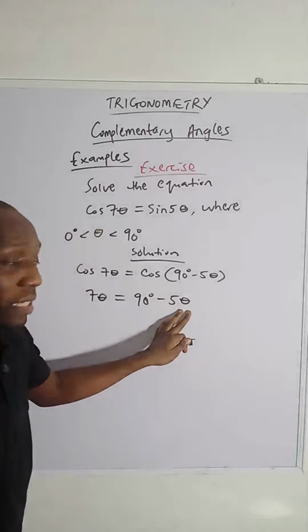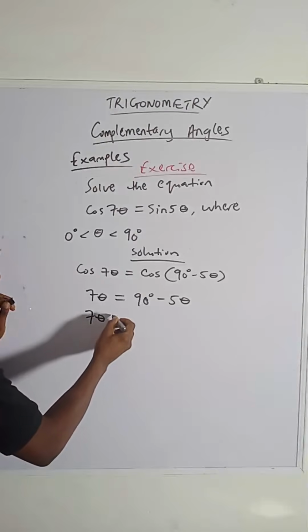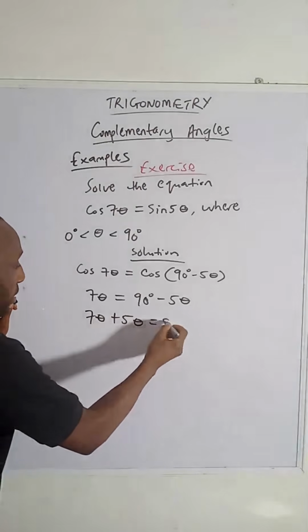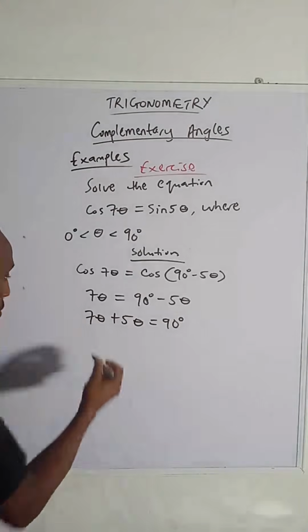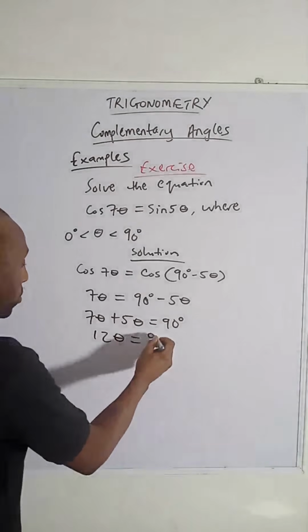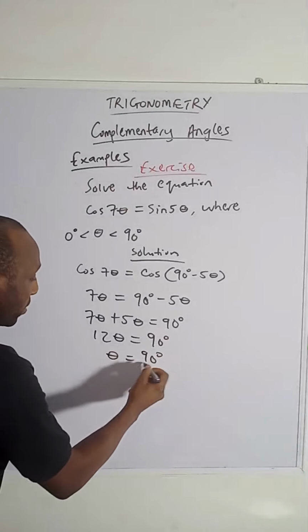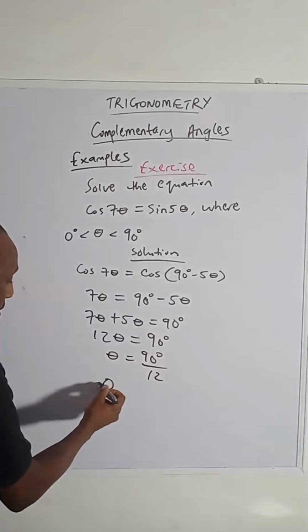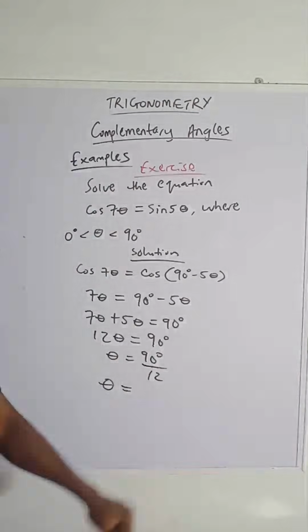Let's move negative 5 theta to the left-hand side. I'm going to have 7 theta plus 5 theta is equal to 90 degrees. 7 plus 5 is 12. So 12 theta is equal to 90 degrees, and theta is equal to 90 degrees divided by 12. What's 90 divided by 12?